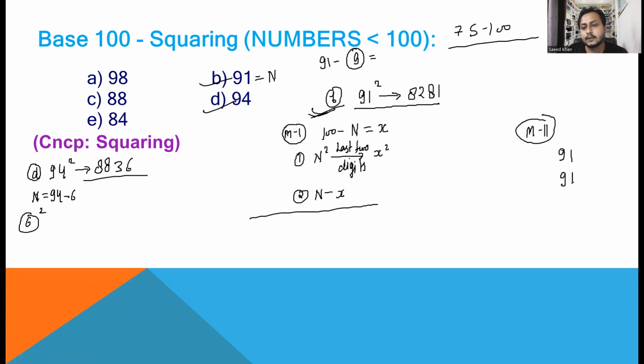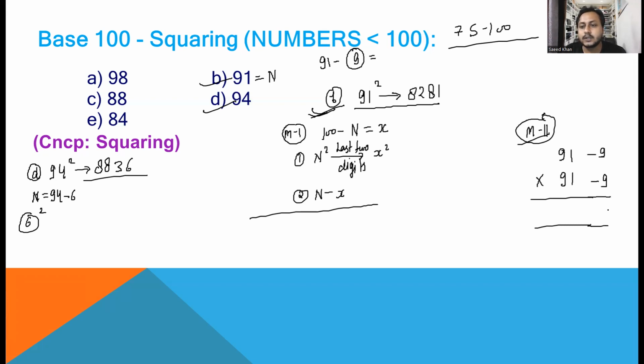91 into 91, right? Either you can multiply, as I've told you in the last session, how to multiply two-digit numbers, or what we can do, look carefully, we will see 91 is how much less than 100. 9 less than 100, so use minus 9. Similarly, 91 is the same number, we see how much less it is than 100: minus 9.